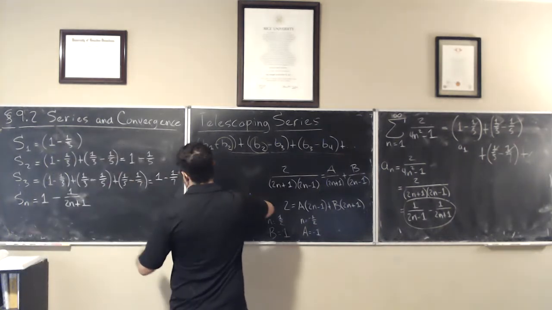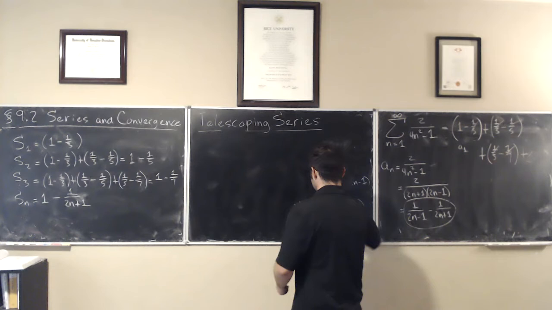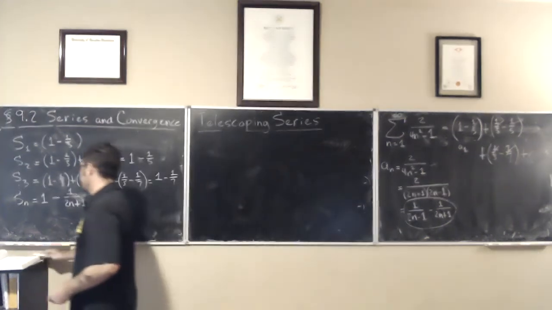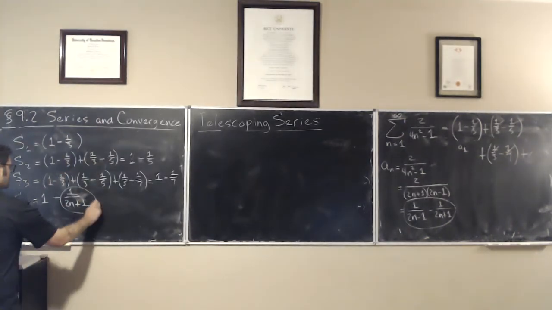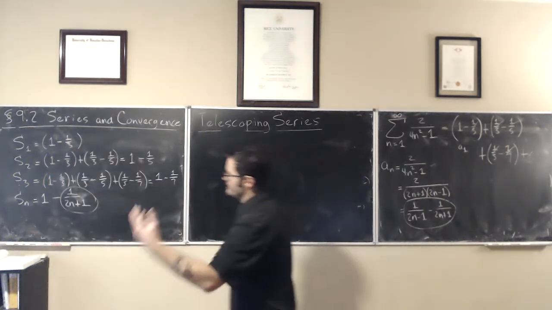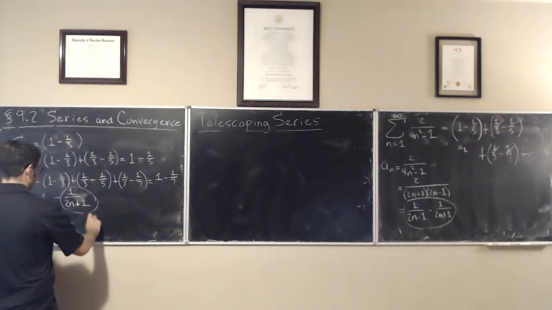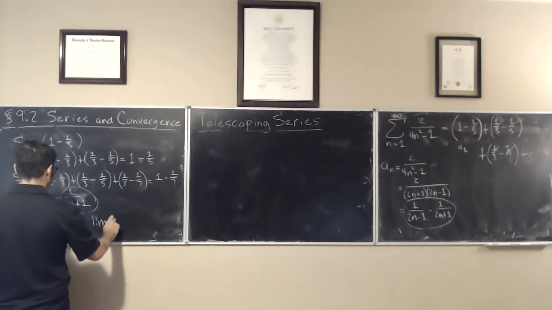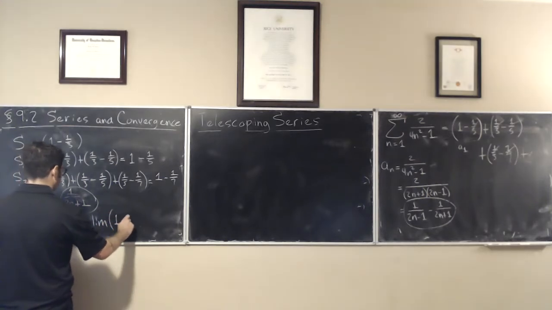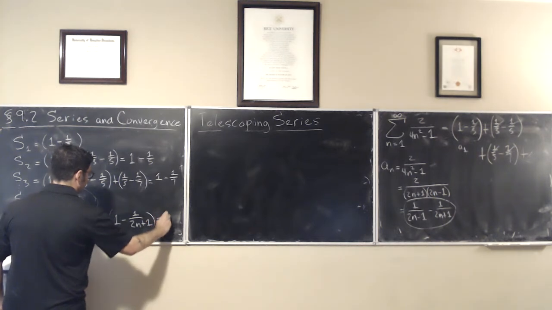So for telescoping series then, we're only concerned about the limit of this, right? As n gets larger, where does this go? Obviously, it goes to 1 as n gets larger. Right, so the limit of 1 minus 1 over 2n plus 1 just goes to 1.